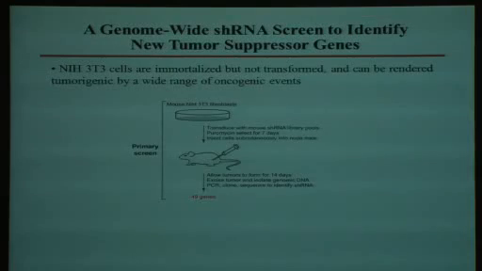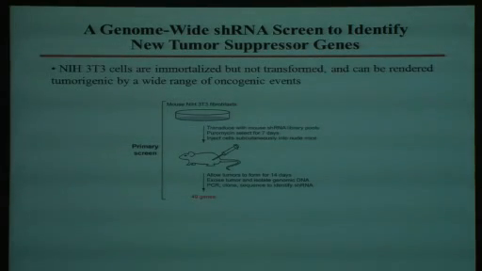Now, how to identify these genes? There have been several studies using genome-wide RNAi screens in hematological malignancies where they have used mouse systems to do screens and identify tumor suppressor genes. But the question is how to do it in solid tumors, where it is much more difficult to isolate cells and then reimplant them in the mouse and then identify tumor suppressors.